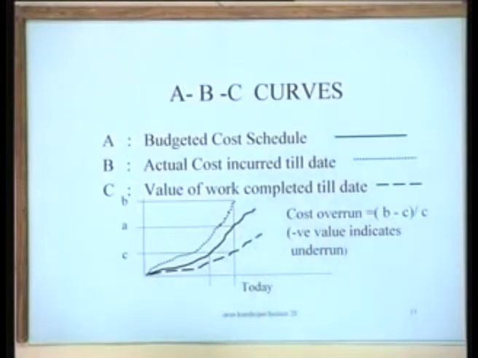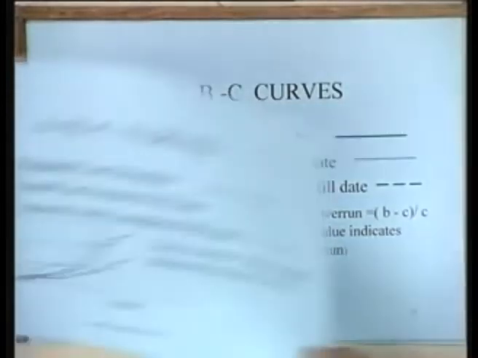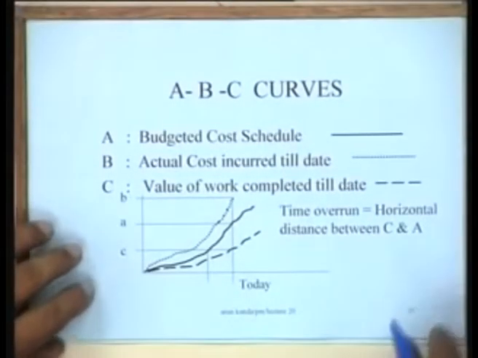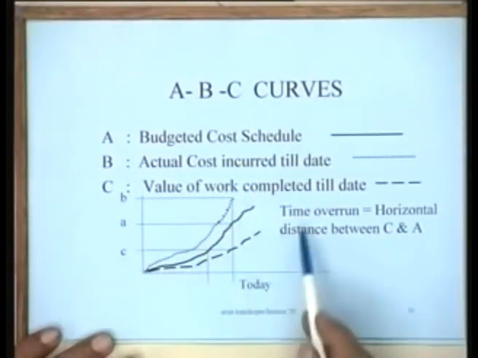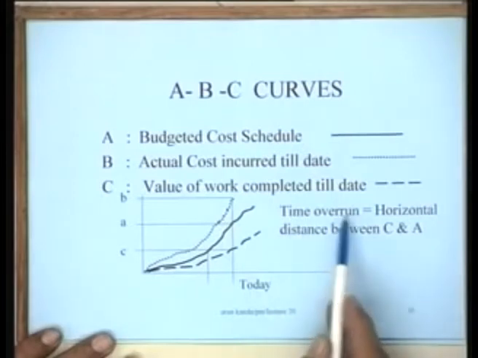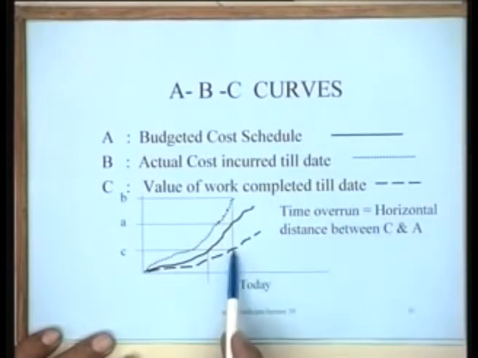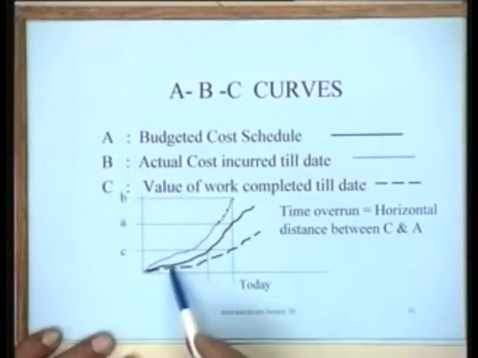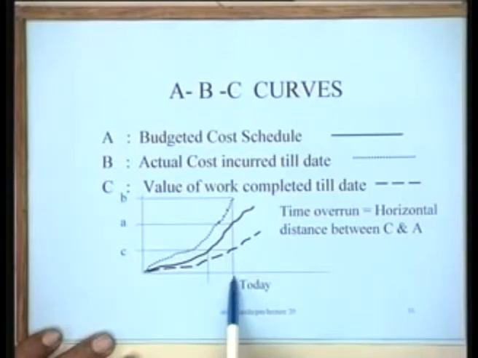Similarly, let's try to see how you will measure the time overrun in a project. Again, for a time overrun, what really happens is the time overrun is nothing but the horizontal distance between curves C and A. This is C and this is A. How? This is time today.